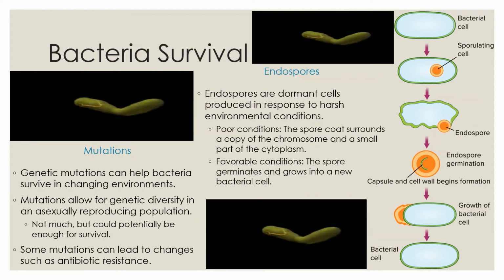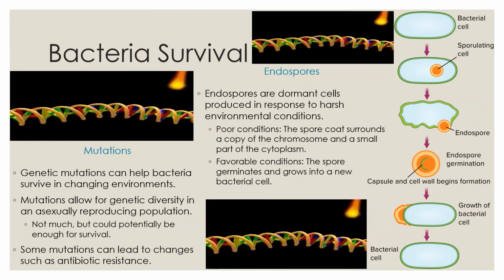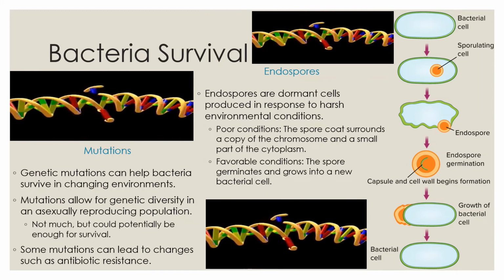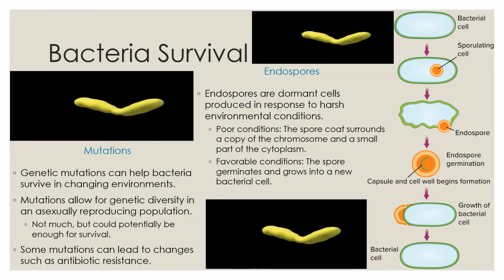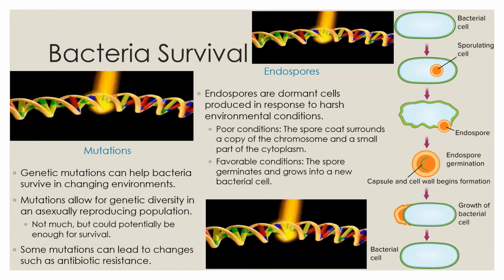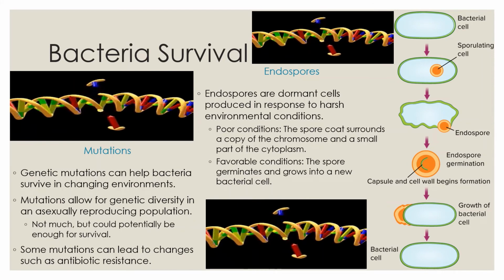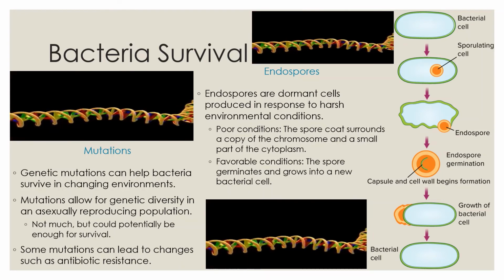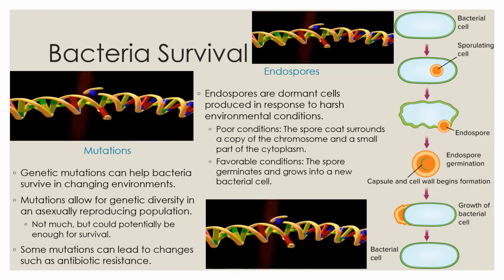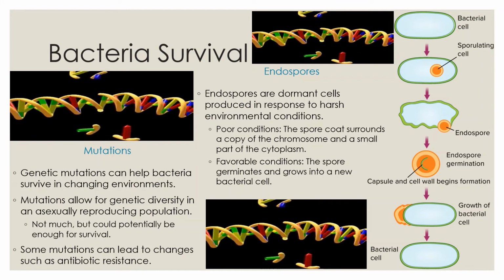With endospores, so endospores are dormant cells produced in response to harsh environmental conditions. So in poor conditions, the spore coat surrounds a copy of the chromosome in a small part of the cytoplasm, and then in favorable conditions, the spore germinates and grows into a new bacterial cell. So basically, endospores can happen very quickly or over a long period of time, to survive however long it takes to get through this harsh environmental condition. And you can see a diagram of this whole endospore germination process on the right.